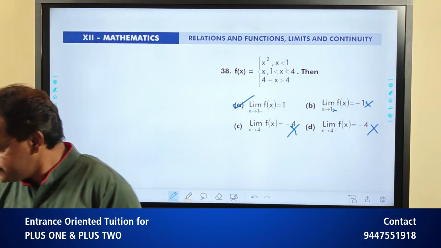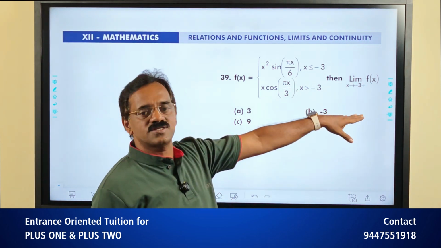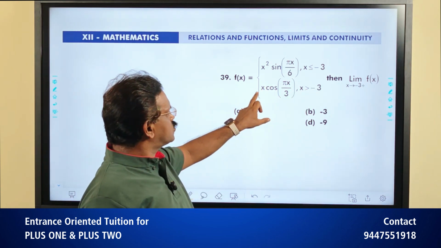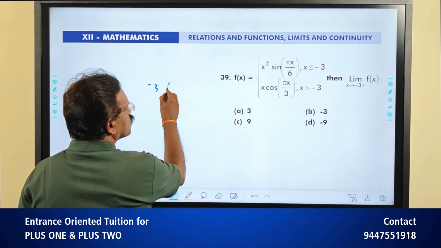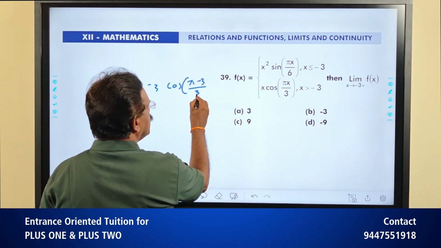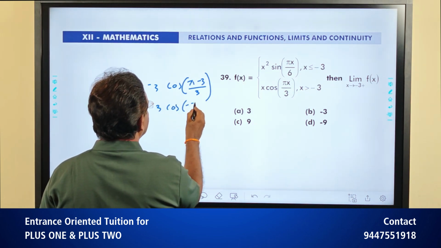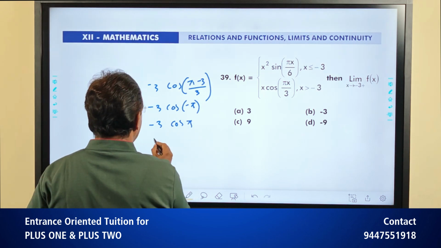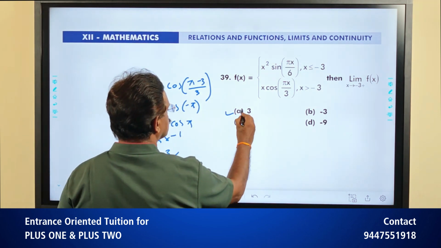A is the answer. Limit x tends to minus 3 plus. Minus 3 plus means more than minus 3. The function is clear there. So you have to replace x by minus 3. So it will be minus 3 times cos pi into minus 3 by 3. That is minus 3 cos minus pi. Cos minus pi is cos pi. That is minus 3 into minus 1, which is equal to 3. 3 is the answer to this question.